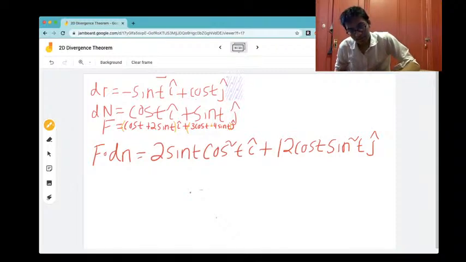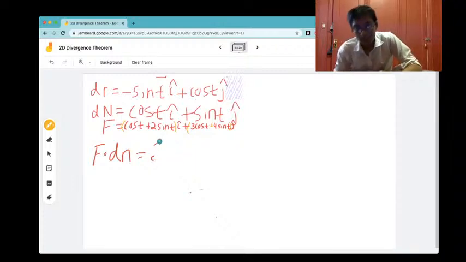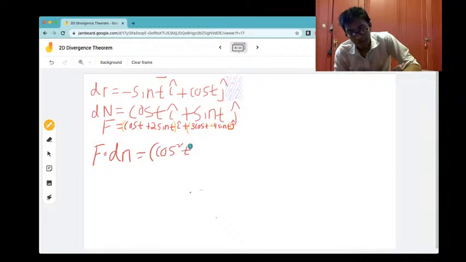So let's erase all of that, and erasing all of that, what is my new dot product going to be? Well, I'm going to have cosine squared t, so let's enclose that in parentheses, cosine squared t plus 2 sine t cosine t, all of this in the i hat direction, plus 1.